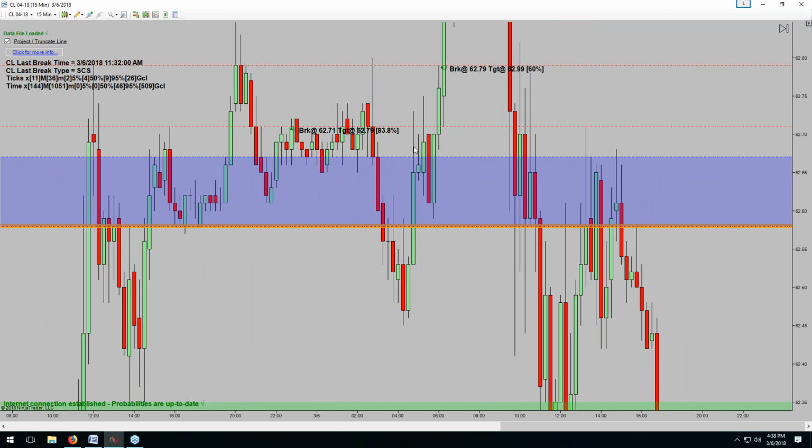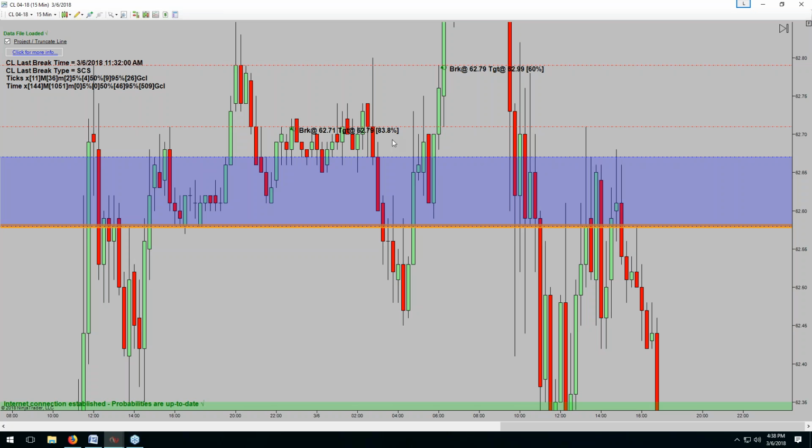So you notice this level here, this wasn't likely a time that anybody was trading. This is like at 10 o'clock last night. But you see you get this little green circle here, and this is telling you a break of 62.71, which is this line right here, has a target, once that breaks, of 62.79, and it has an 83.8% probability that it's going to hit that target above you.